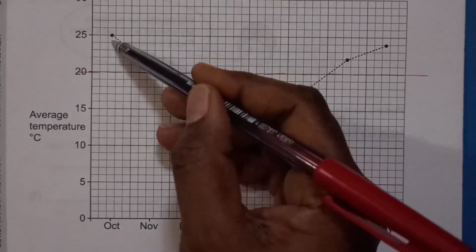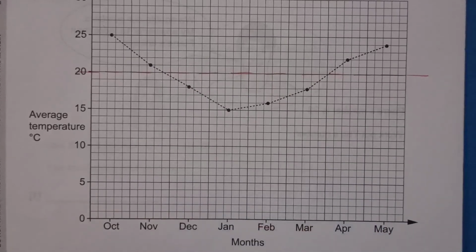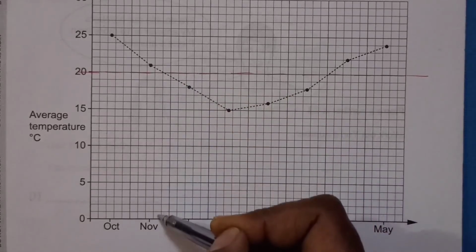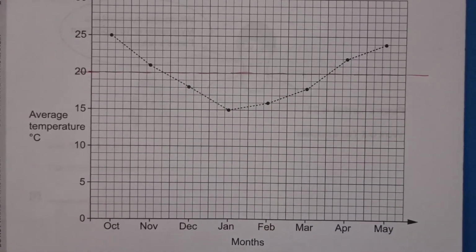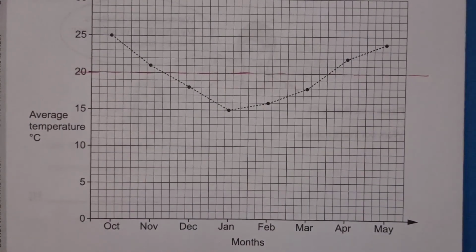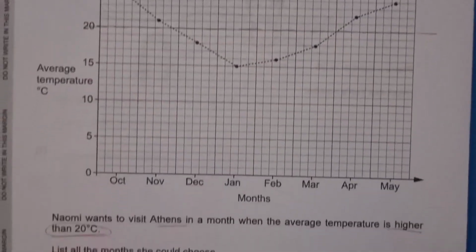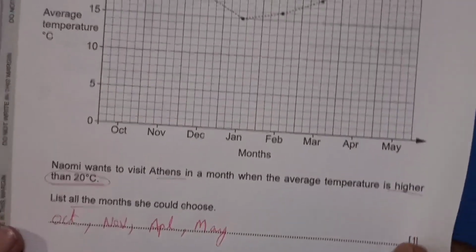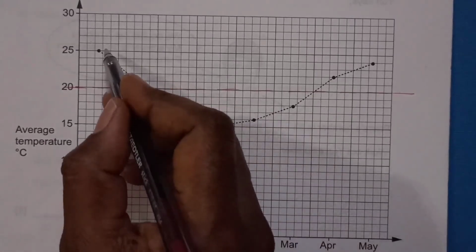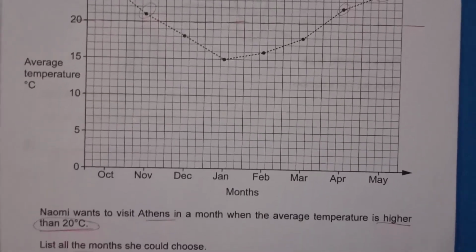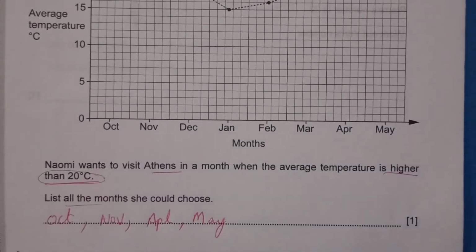So you go down here. If you go down here, which month is this? This is October. And the other one, if you go down here, this is November. And here if you go down, this is April. And if you go down here, we have May. So we can write down all these looking at the graph. So this point, this one, this and this, they give us October, November, April and May.